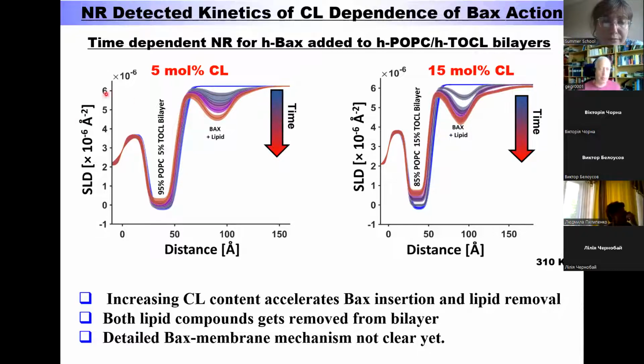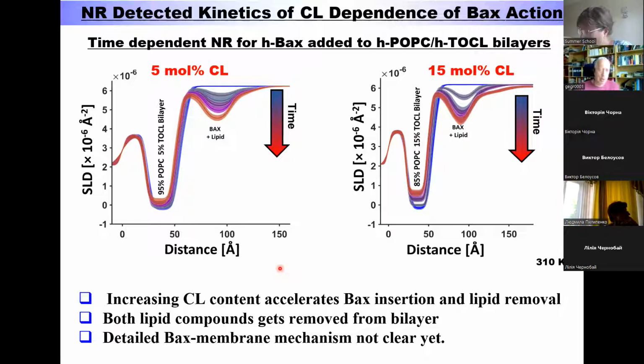Because we wanted to see if cardiolipin changes this, we made membranes with small cardiolipin amounts, and we made also some with a lot of cardiolipin. And what you see quite nicely is, if you have not much cardiolipin, it takes much longer, and if you have a lot of cardiolipin, it goes much faster. So it was clear that an increase in cardiolipin accelerates bugs insertion and lipid removal. We also analyzed that, with PC and cardiolipin, both lipids get removed, because we were not sure if only cardiolipin gets removed. But we use deuterated lipids, as we also have deuterated POPC, and then you can see that both components get out.